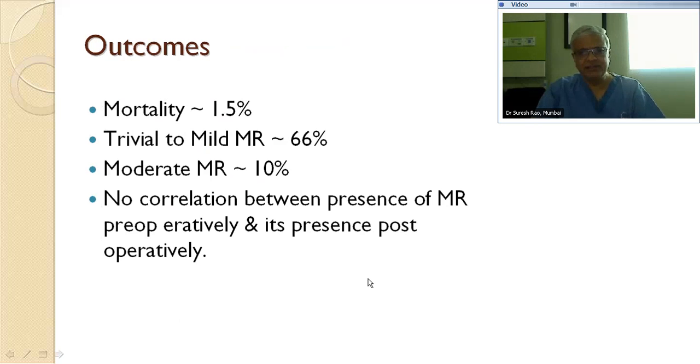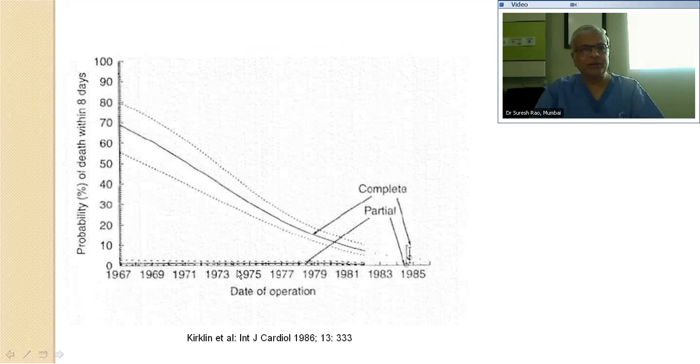This is just to show you that over the period, the mortality has reduced, and this is taken from an old publication by John Kirklin, and you find even currently it's in the region of about 1 to 3%.